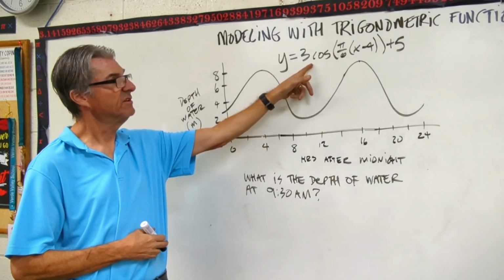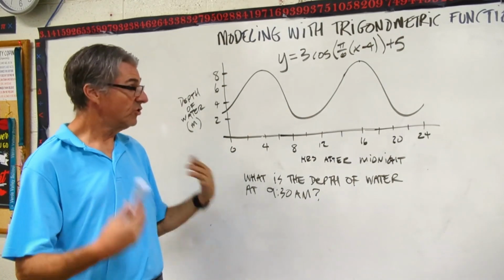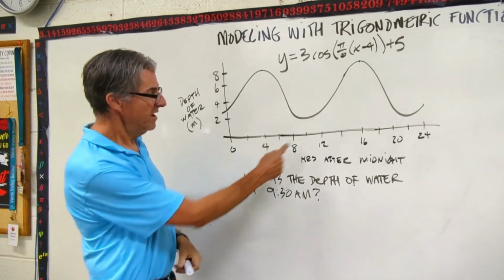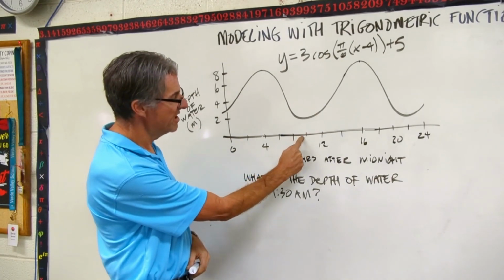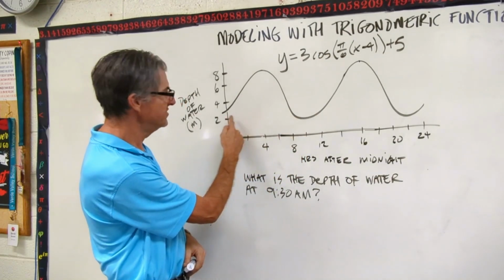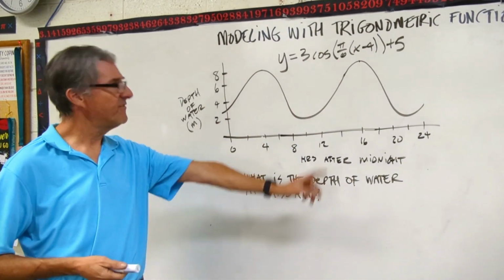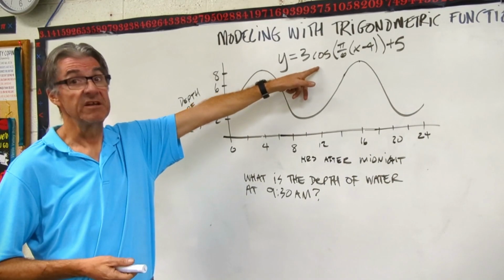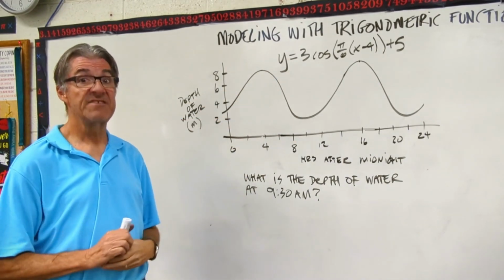Since we have the function, we can answer this question. What is the depth of water at 9:30 a.m.? Now, you could jump on the graph and go, well, there's 8, that's 10, 9 is here, 9:30 is there, and you could try to trace along the graph and just read the depth, but it's not going to be super accurate. But we have a mathematical function we can plug in. So pause the video and go ahead and use your function this time and find that depth.